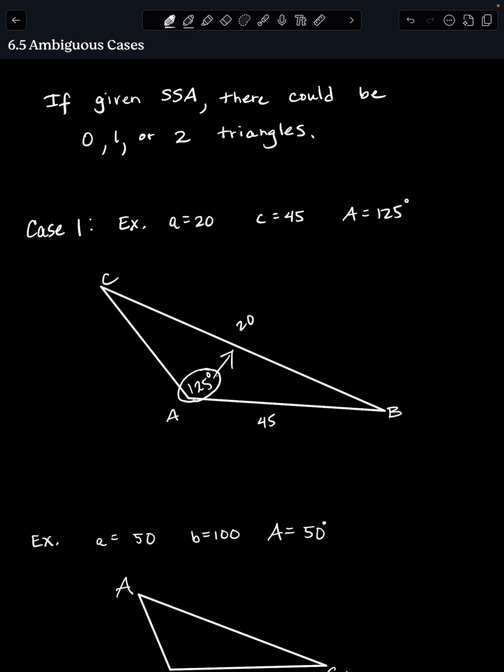And the other thing we know is that the biggest side has to be across from the biggest angle. Well, if you notice, the side across from the biggest angle is 20, and then they gave me this side length of 45. Well, that can't be possible because our biggest side has to be across from our biggest angle. So there's no triangle here. All right, so that's one example of that.